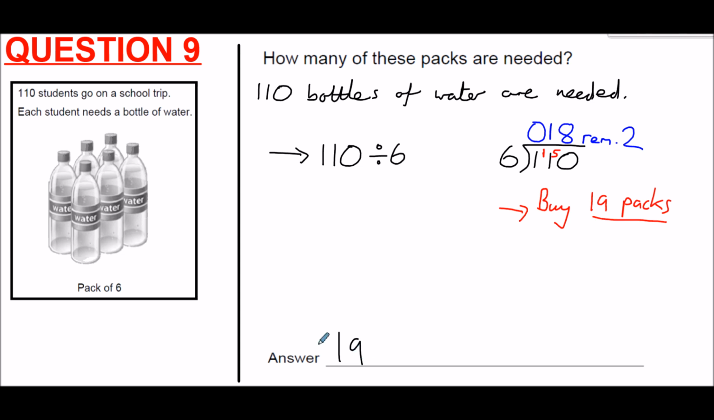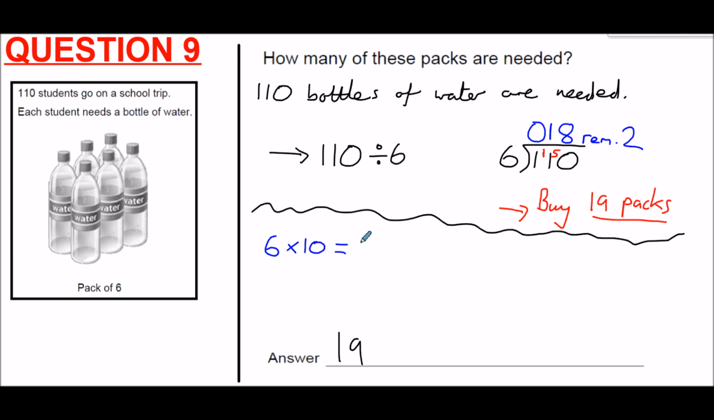I'm just going to mention, as I said, a couple of other ways of seeing this question be done. The most direct way, I'd recommend the division method if you could. Another way you could do it would be just to try how many packs would work. And so 1 pack is 6. You know you need 110 bottles, so would 10 packs be enough, for example? Just try something. 6 times 10 is 60. That's nowhere near enough, is it?